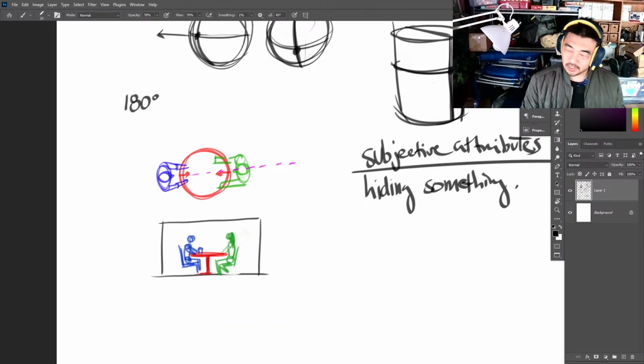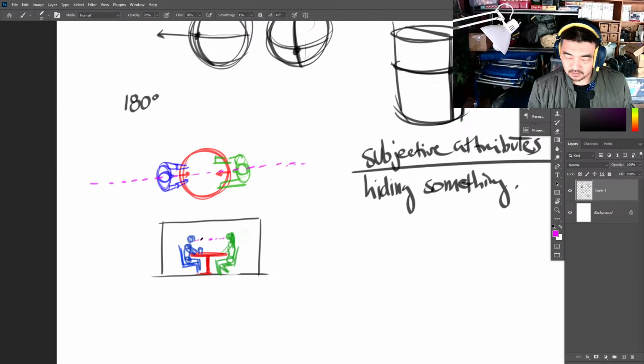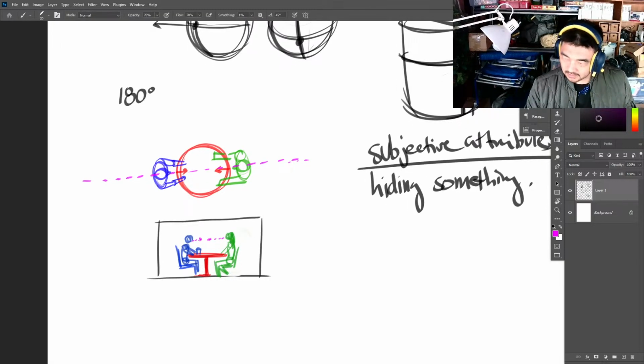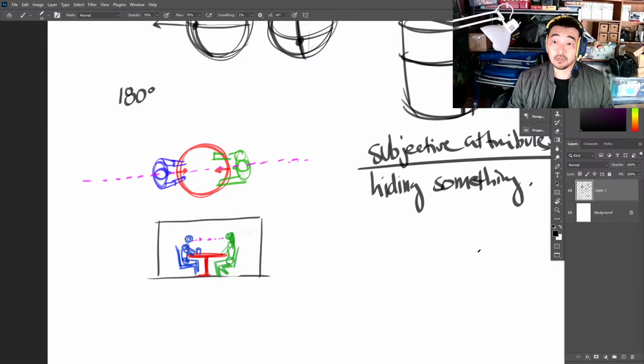So anyways, bringing this back on. This is the line of action. So like they're talking to each other like this and like this. And I feel dialogue scenes should be like a game. It should be like a football game where you're rooting for go green or go blue, you know.